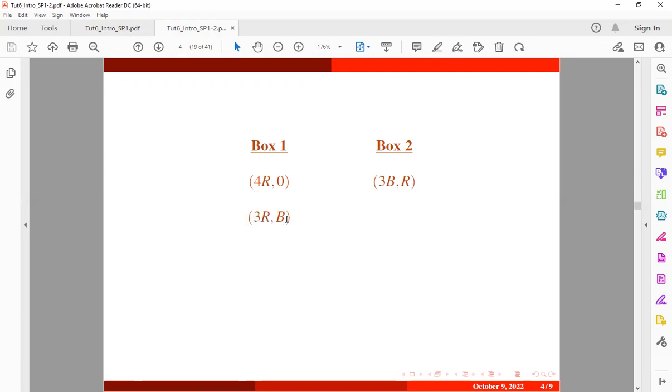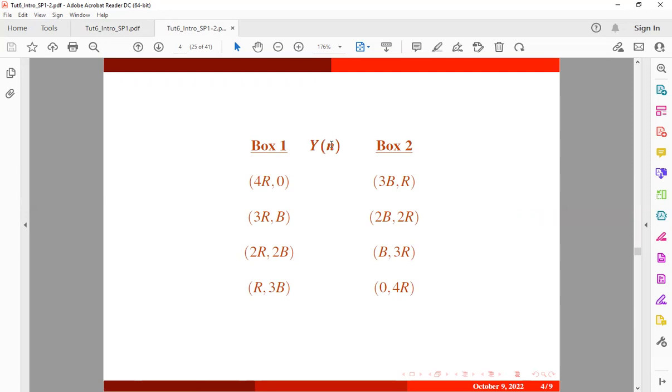Now the second case: if we observe 3 red balls and 1 black ball in box 1, we'll have 2 black balls and 2 red balls in box 2. For the third case, if we observe 2 red balls and 2 black balls in box 1, then we have 1 black ball and 3 red balls in box 2. For the last case, if we observe 1 red ball and 3 black balls in box 1, then we observe 0 black balls and 4 red balls in box 2. These are the possible scenarios for this process.